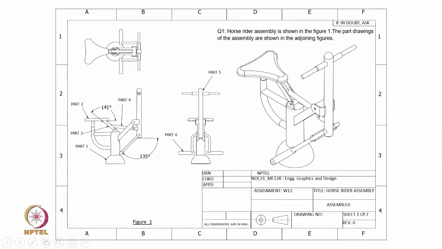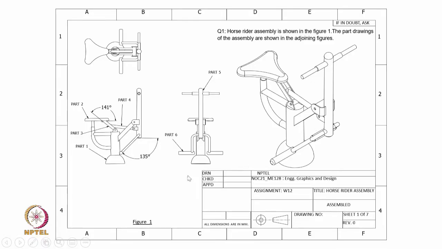Here is the example of the assembly. Here we have an isometric view of the assembly as well as 3 orthographic views of the assembly. First let us try to understand what this device is, and then we will look into how to model it using the Inventor software.